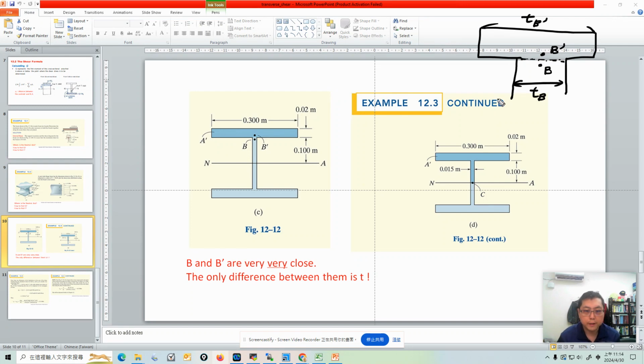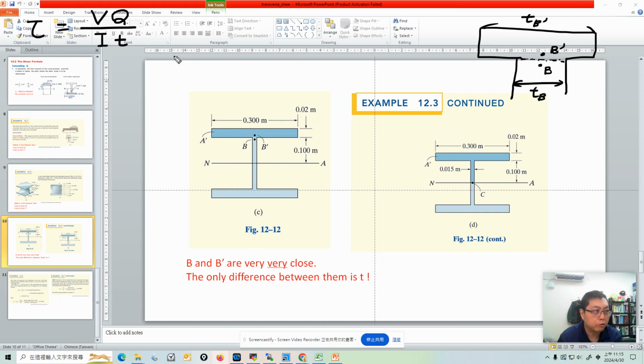So let's talk about the shear stress calculation. The formula for shear stress in a beam, you should take a note of this equation: VQ over It. V is the shear force, Q is the first moment of area, which we have talked about before, I is the moment of inertia of the cross section area, and T is the thickness of the cross section area.